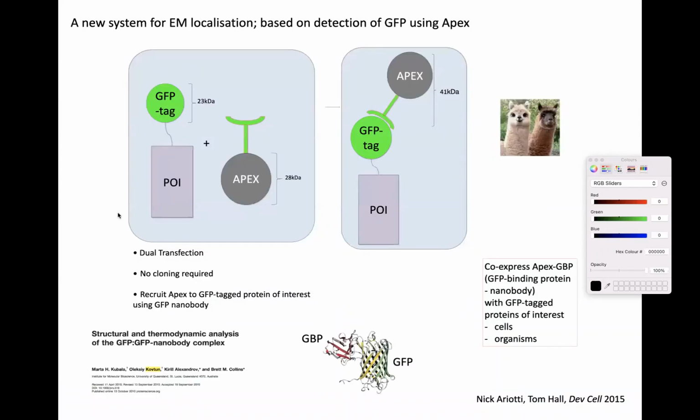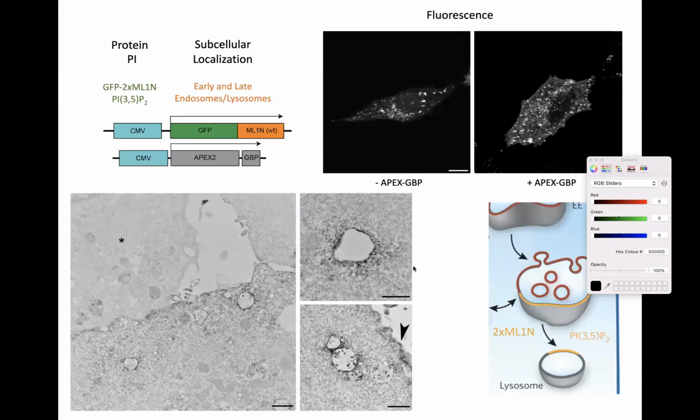So we use a nanobody against GFP, and we know a lot about nanobodies. This was characterized structurally by Brett Collins, our collaborator. And what we did was to attach the nanobody to the Apex, and then we co-expressed it with our GFP tagged protein of interest. And this worked surprisingly well. We find beautiful localization of multiple proteins. In a few days, we could do 13 localizations. We took a whole family of lipid binding proteins, and we could find by EM and by correlative light microscopy where those proteins were localized by the presence of this electron dense reaction product.